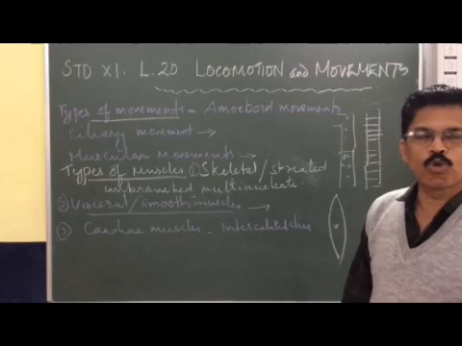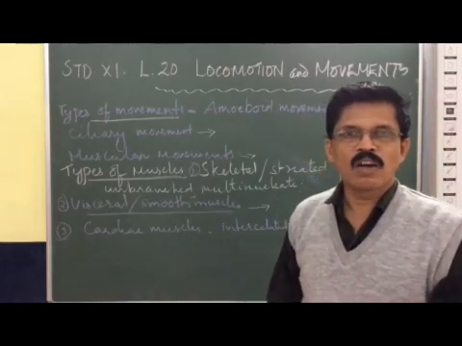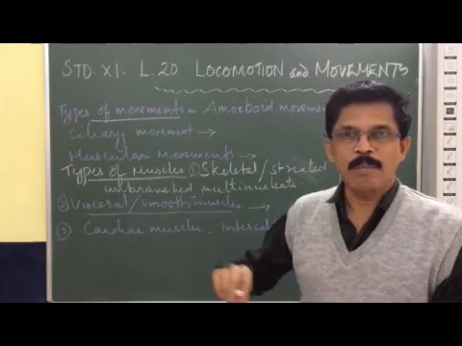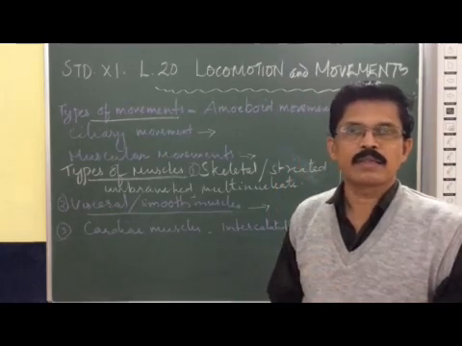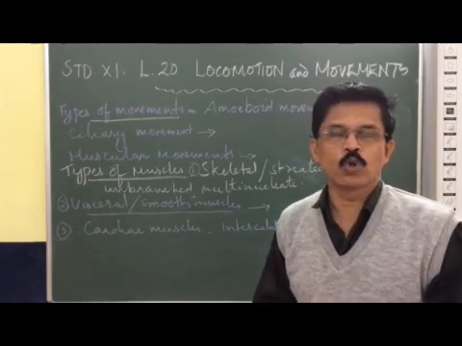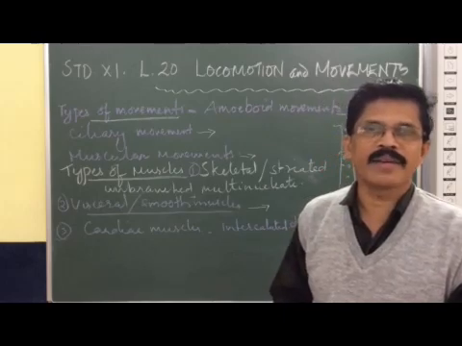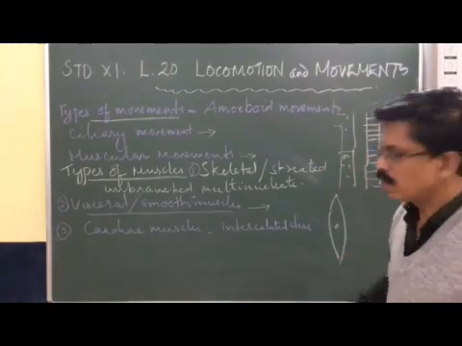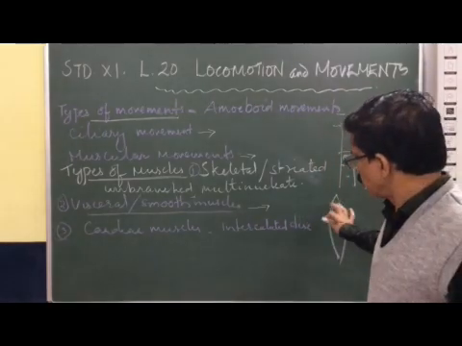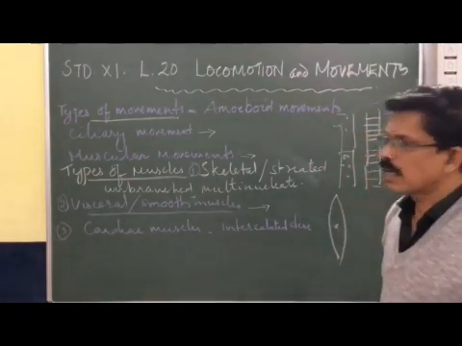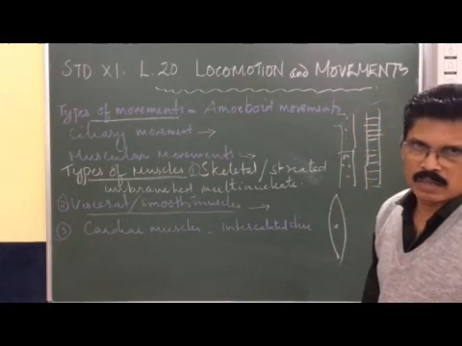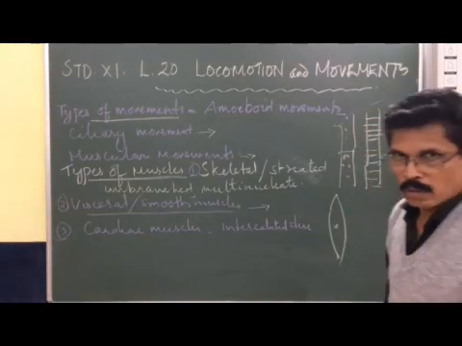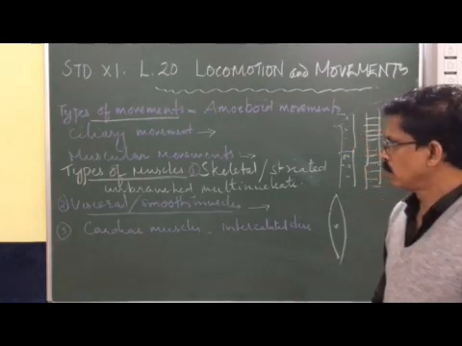The food passing through the alimentary canal, the blood flowing through the blood vessels, the gametes moving through the oviduct, particularly the ovum moving through the oviduct, all these are involuntary in action and controlled by the smooth muscles. They are unbranched, they do not have striations, and they are involuntary in function. They are beyond the control of our nervous system, or beyond our control.